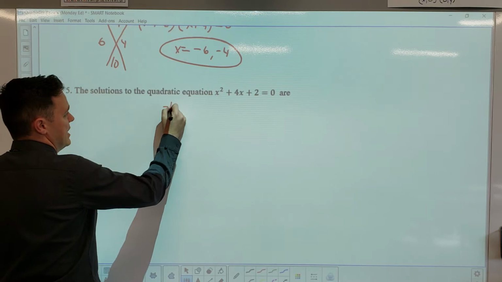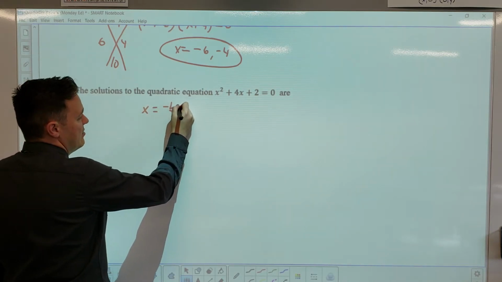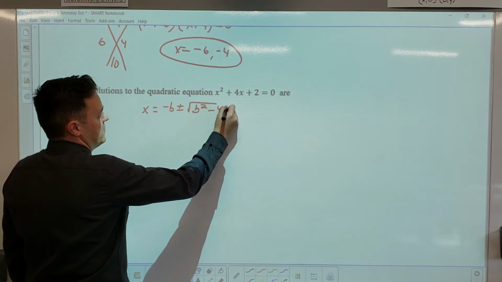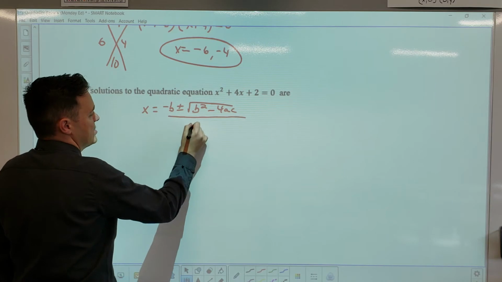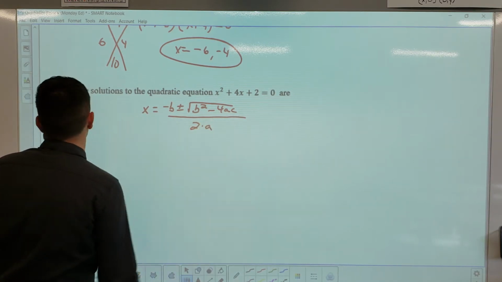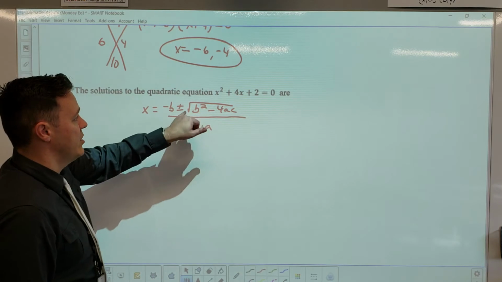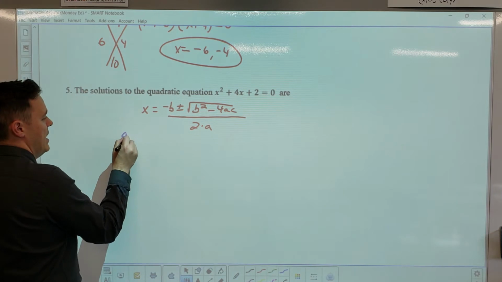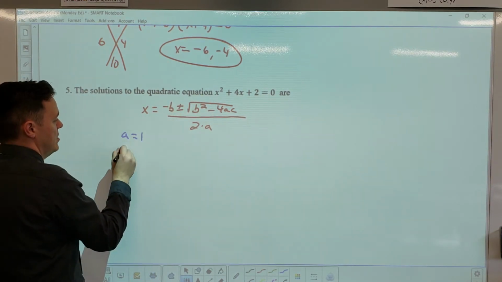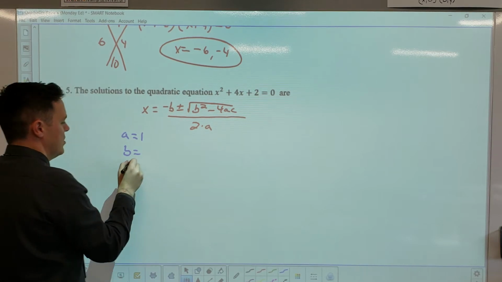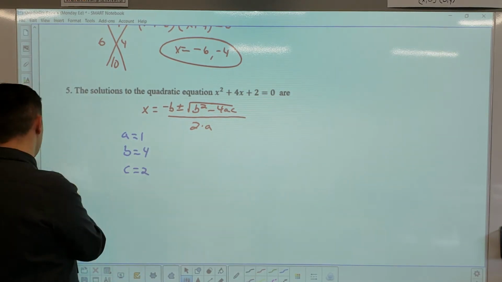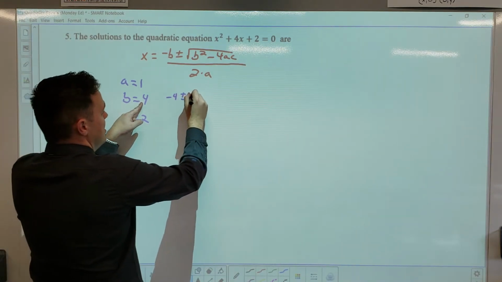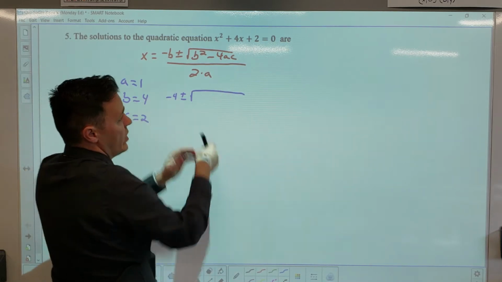The quadratic formula is x equals -b plus or minus the square root of b squared minus 4ac, and then it's all divided by 2 times a. So all you do is find your A, your B, and your C value, and plug it in. On this one right here, A equals 1, B equals 4, C equals 2. Then you just plug it in. So let's work on this formula. So -4 plus or minus, draw the square root. As you see it left to right, draw it out.